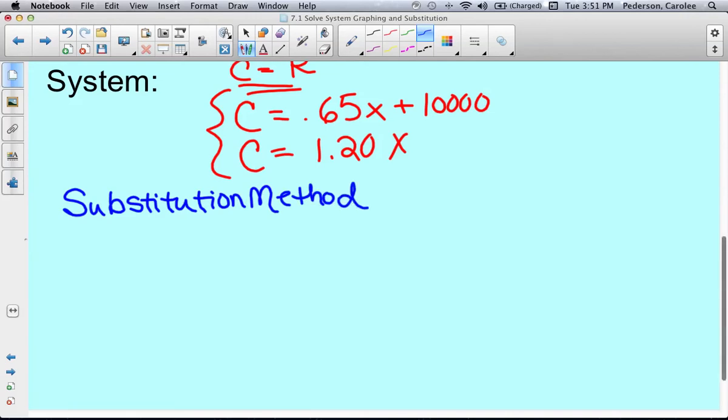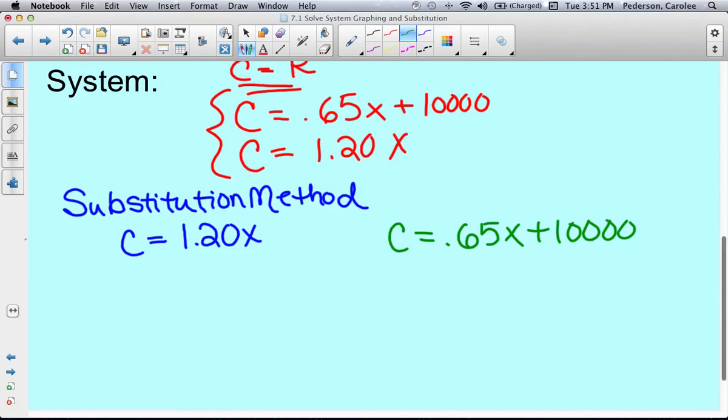Choose one of the equations to start with, and I'm going to choose the bottom one, 1.20x equals C, and I'm going to substitute it into the top equation. So 1.20x is going to substitute in right there for C. So we can find out what x is.